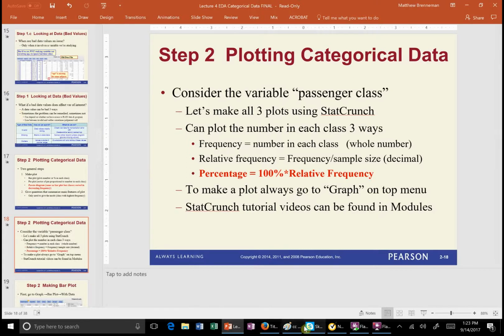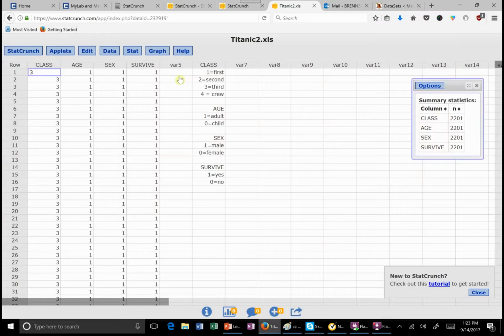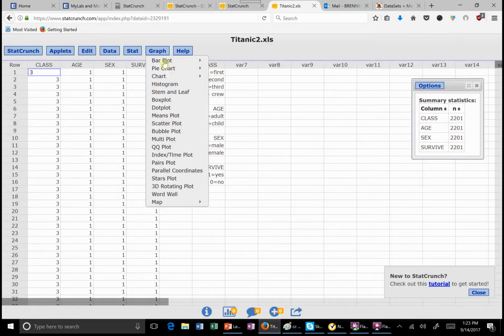You just go to graphs, since you want a graph, and you get to pick pie chart or bar plot. I'm going to use bar plot. Notice that there's two options. One's with data, one's with summary. What does with summary mean?